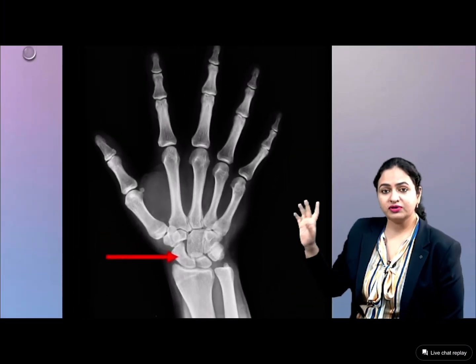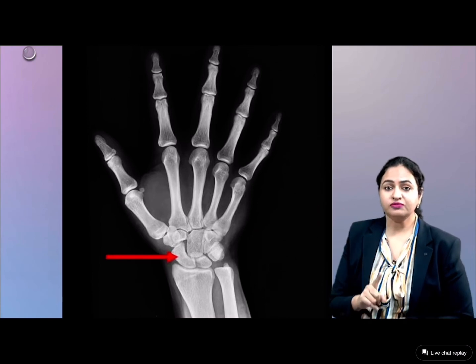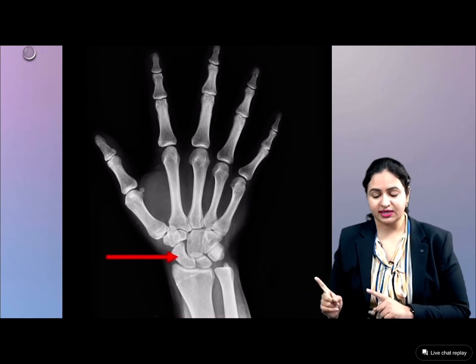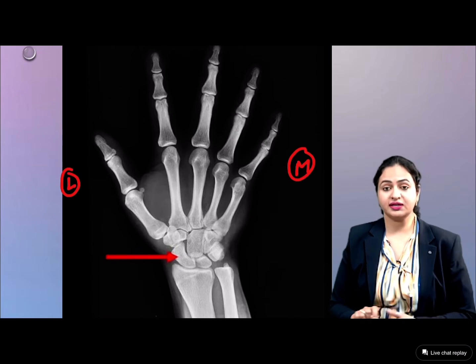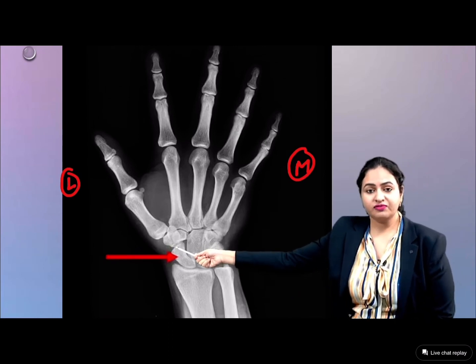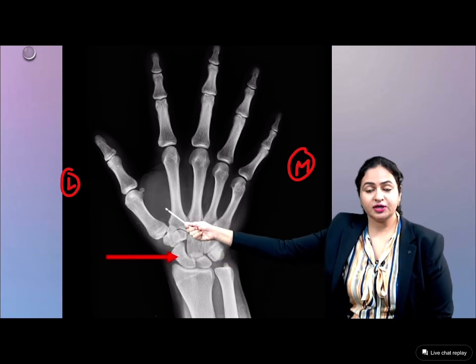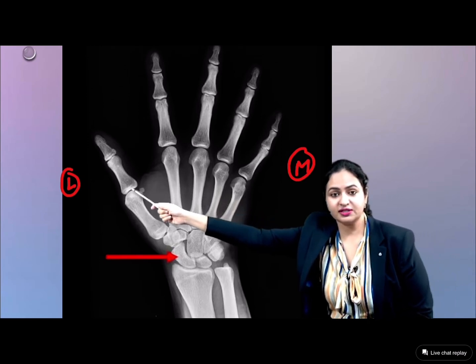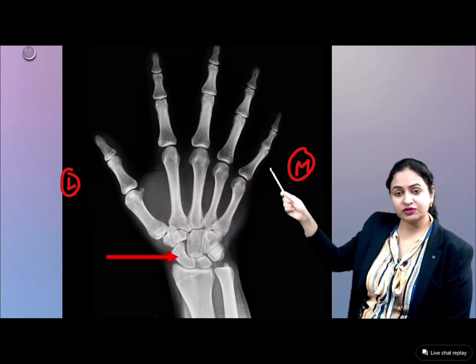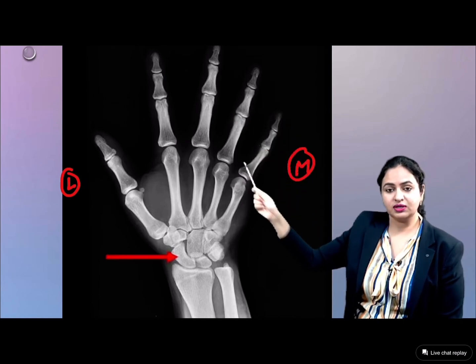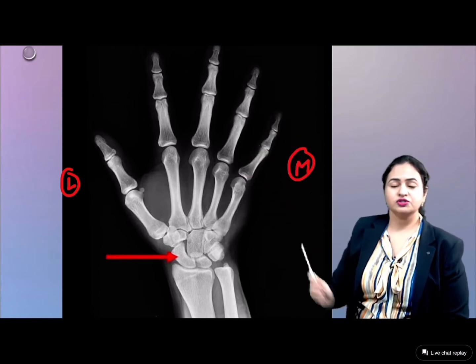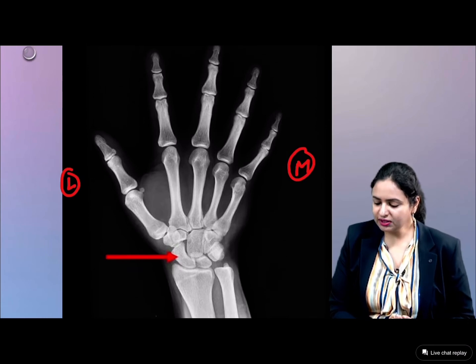Now, first of all, when you are seeing an X-ray, you should be able to tell which is the medial side and which is the lateral side. So what is the medial side over here? This is the medial side, this is the lateral side, and you can decide with the help of the thumb. In the thumb you have 2 phalanges, and in the rest of the fingers you have 3 phalanges each. This one, this one, this one, this one. So you can identify with the help of the thumb.